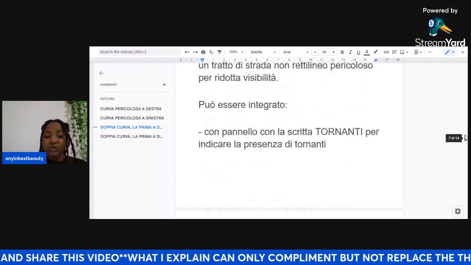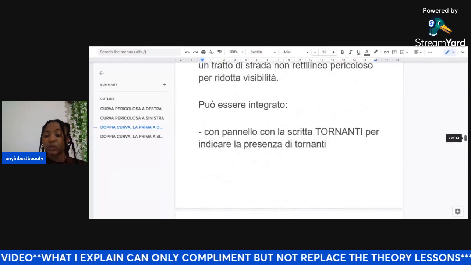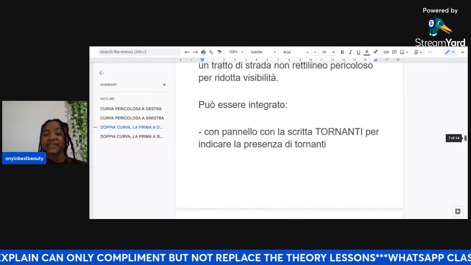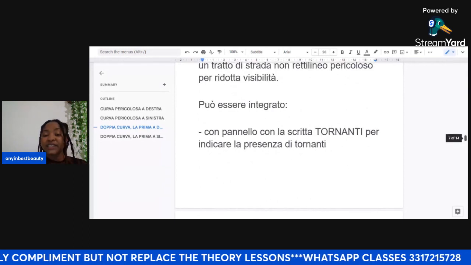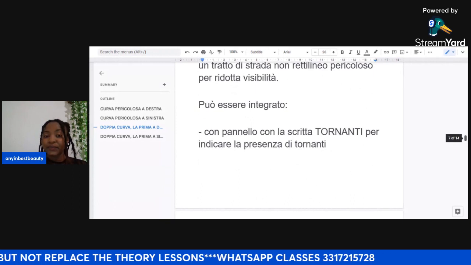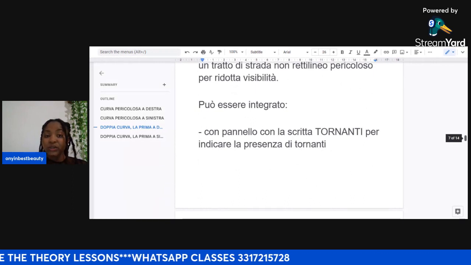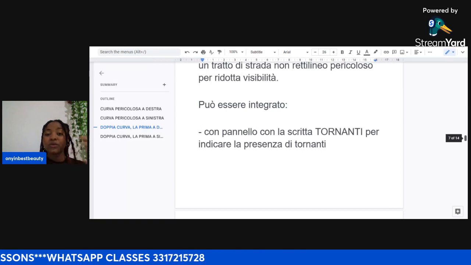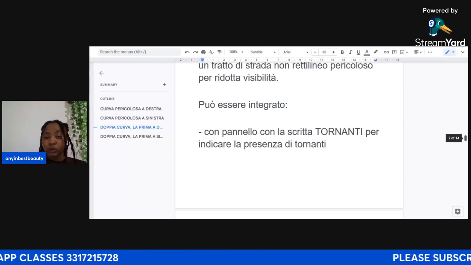Può essere integrato con il pannello con la scritta tornanti per indicare la presenza di tornanti. Now, you may still find that tornanti, that segnale integrativo, pannello integrativo, okay, where they write down tornanti to tell you of a hairpin bend that is there.